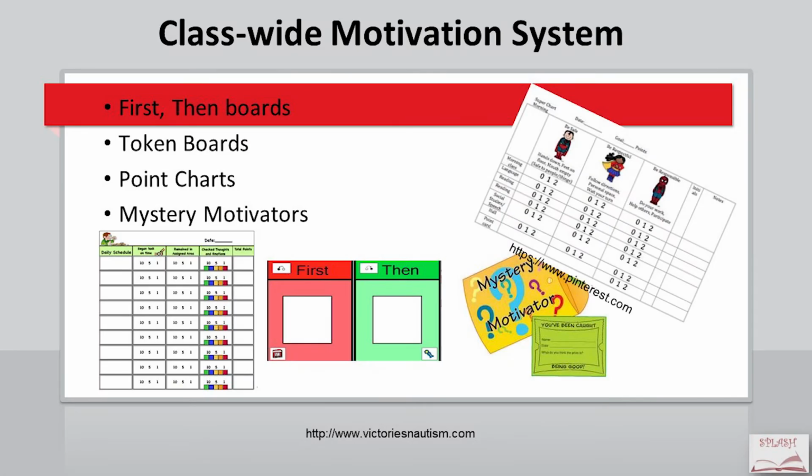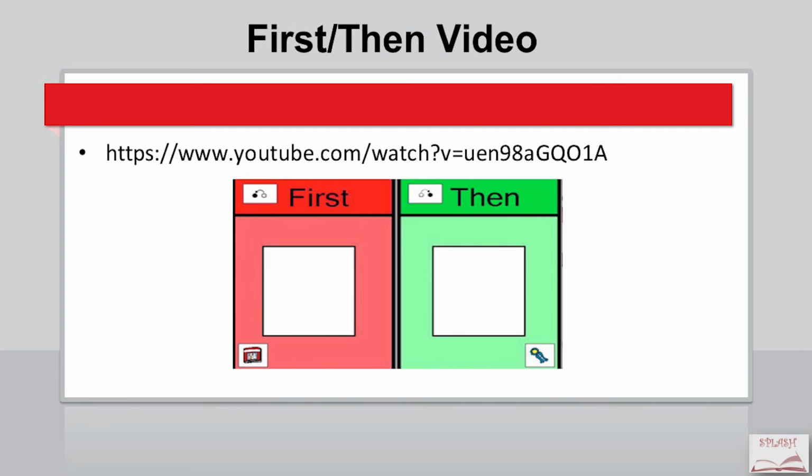There are several ways to develop a class-wide motivation system. It can take the form of a first-then board, token boards, point charts, or mystery motivators. We will look at each of these forms in the next few slides. View the video for information on how to use a first-then board.